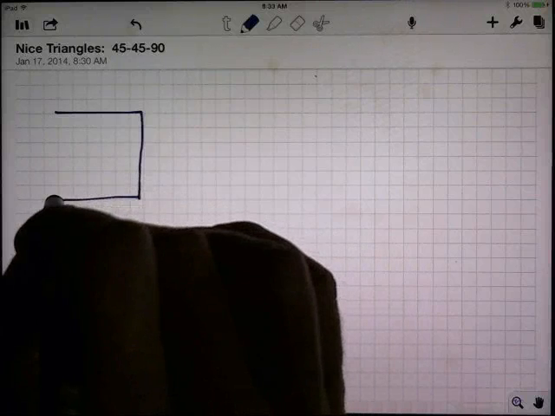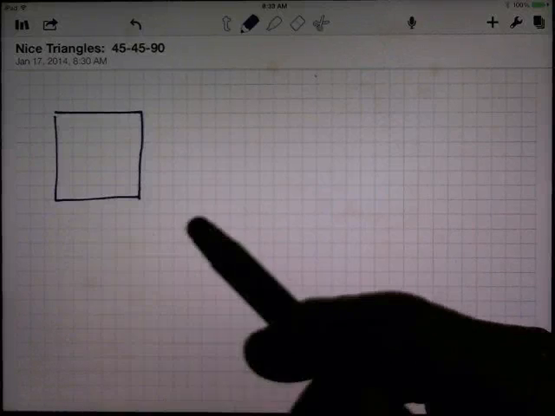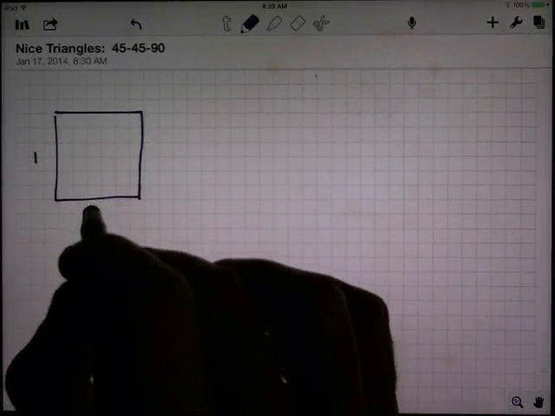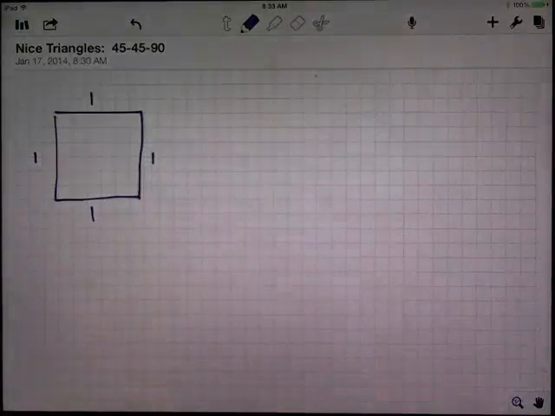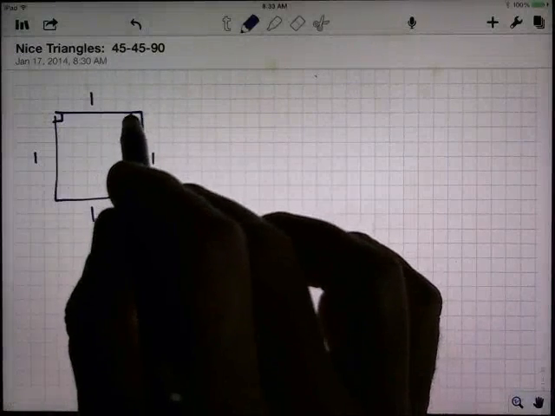I can draw a square here. How'd I do? It looks pretty square. I'm going to call the side lengths all 1, because in a square all the sides are the same, and also in a square all the angles are the same. They're all 90-degree angles. Right?